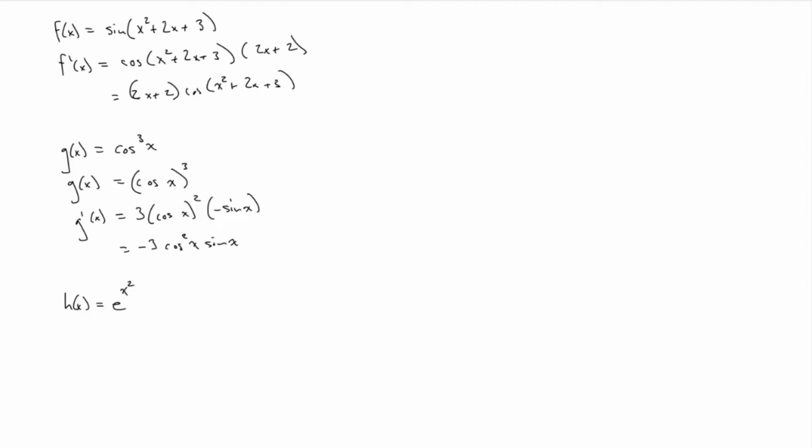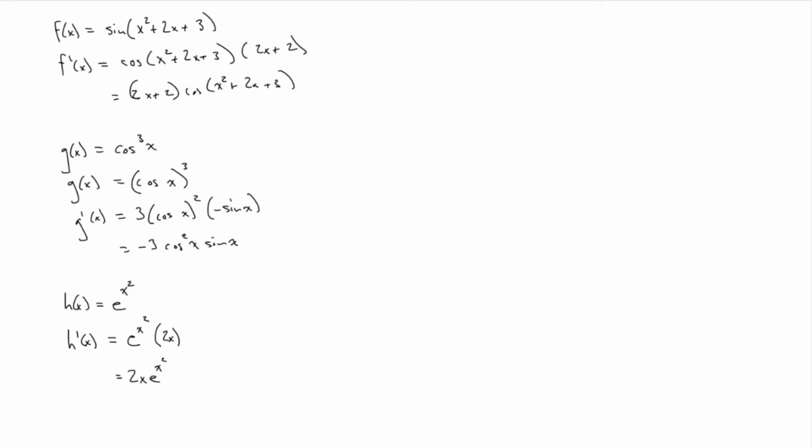Take the function h of x is equal to e to the x squared. And to take the derivative, we treat the x squared as if it were a variable. We know what the derivative of e to some variable is. It's just e to that variable. And so the derivative starts with e to the x squared. And then we multiply by the derivative of the function we just treated like a variable. And the derivative of x squared is 2x. And once again, we can rewrite this in a nicer fashion as 2x times e to the x squared.